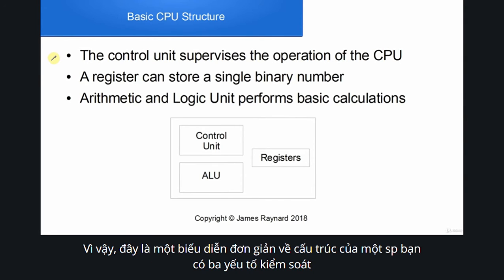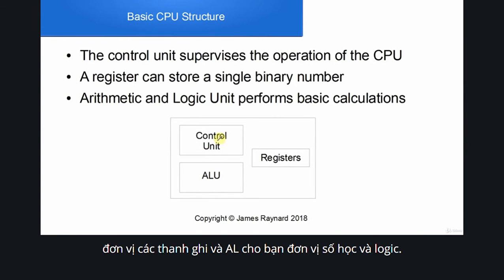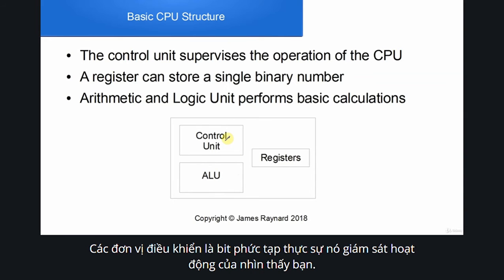So this is a very simplified representation of the structure of a CPU. There are 3 elements: the control unit, the registers, and the ALU, the arithmetic and logic unit. The control unit is the complicated bit really. It supervises the operation of the CPU.